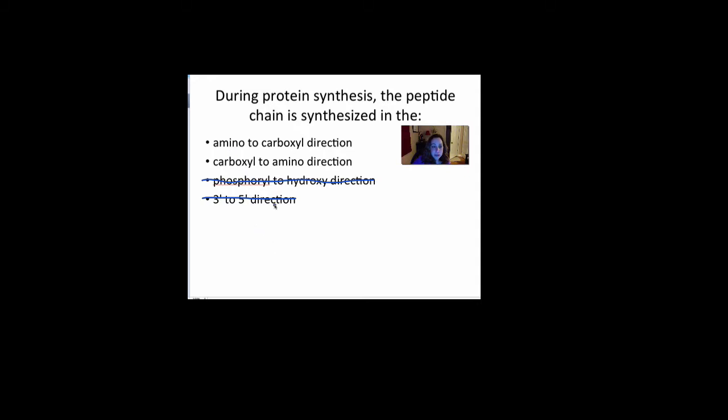Sounds a little bit like it might be the right answer, but it's actually not. So you really should have been able to rule these answers out to these two answers, the amino to carboxyl or carboxyl to amino, because you're talking about proteins here. And proteins are the N or amino to C or carboxy termini. So this was actually the correct answer for this question.